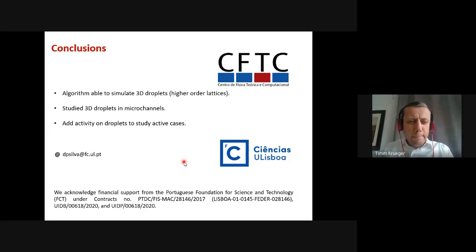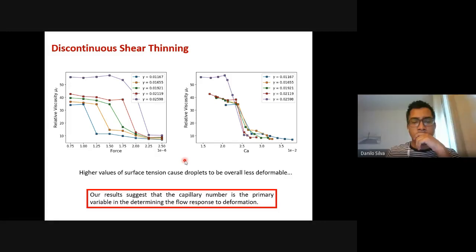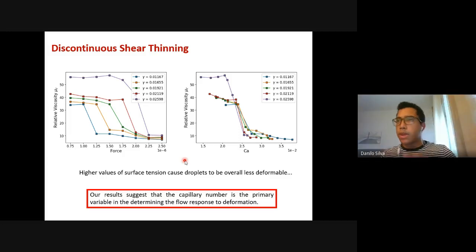You showed the decrease of viscosity with increasing capillary number, and of course it's a smart idea to take the capillary number rather than force on the x-axis. The question I have is, do you observe any change in your spatial arrangement of the particles or the microstructure of your suspension? How can you explain that the viscosity is going down at that particular value of the capillary number? So we don't see rearrangement in the droplets.